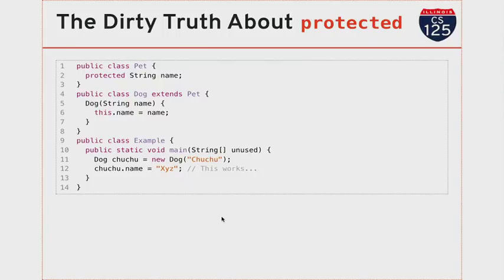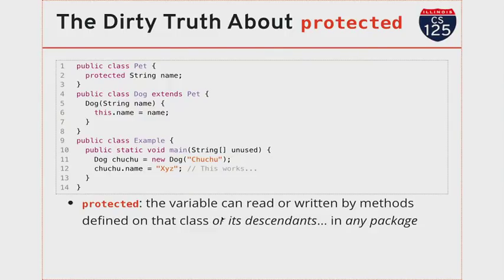Why shouldn't it work? Because example doesn't inherit from dog. So example shouldn't be able to set, you know, instance variables on the dog class. It's just weird. So it turns out that protected, again, works a little bit differently than you might want it to.